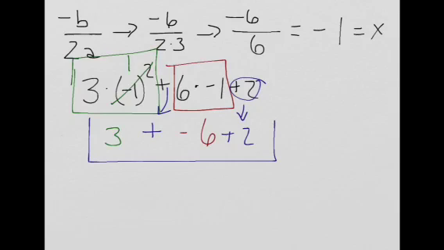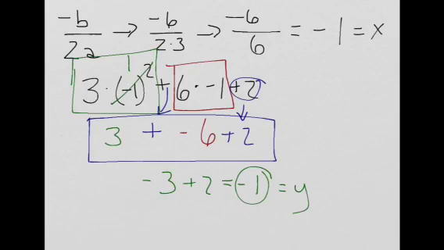Now we have this problem to finish with, 3 plus negative 6 plus 2, which should give us negative 3 plus 2, which is negative 1 for a y value. So we have a vertex of negative 1, negative 1.